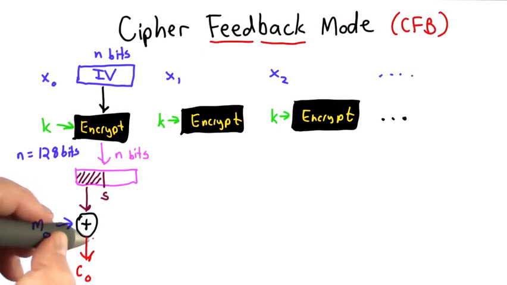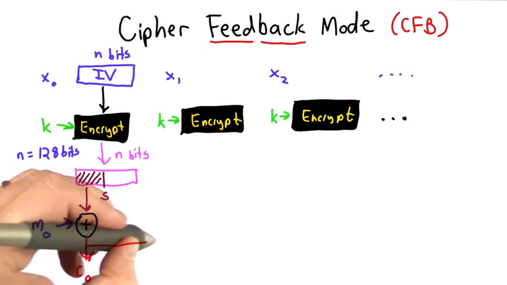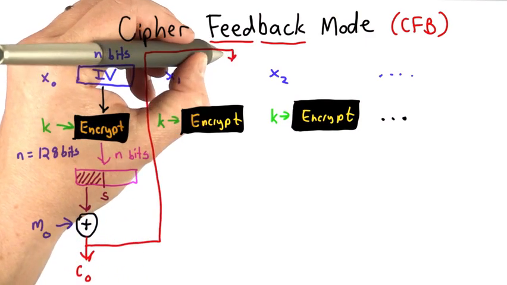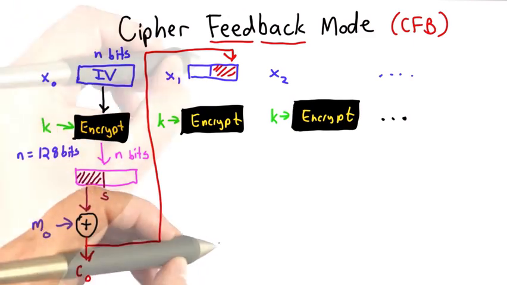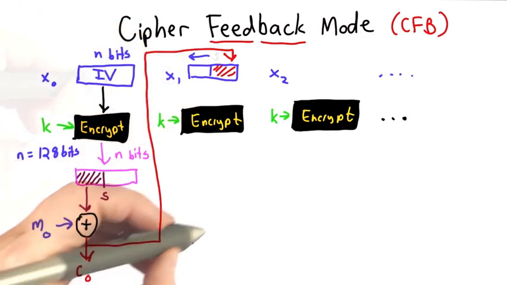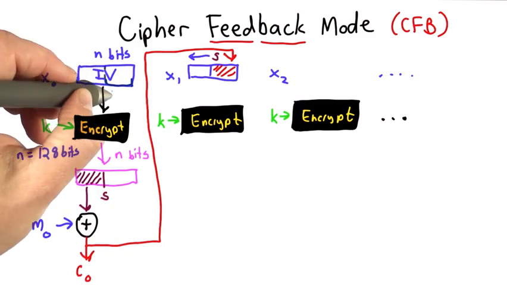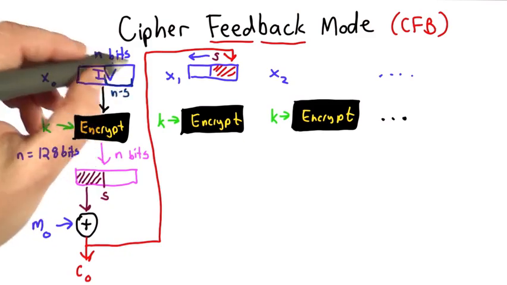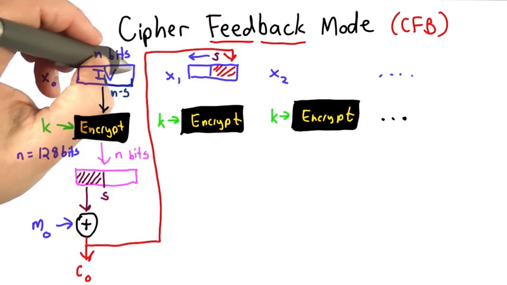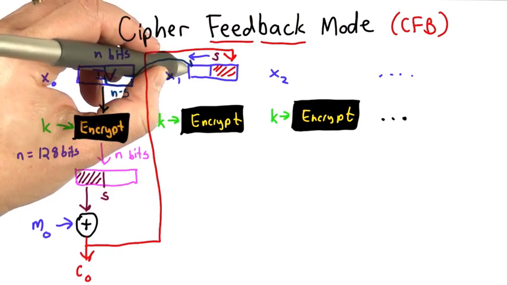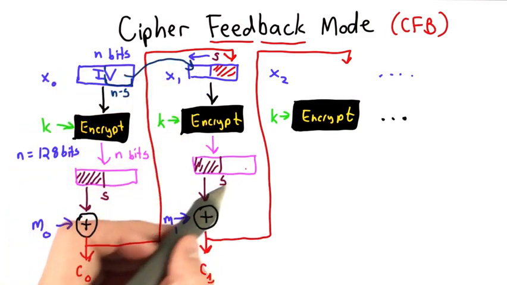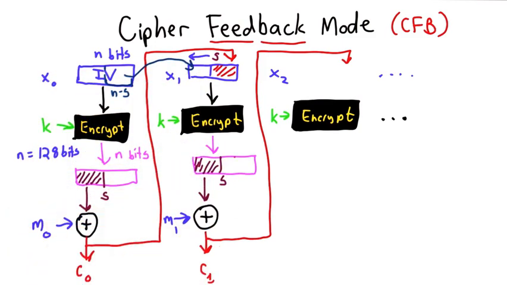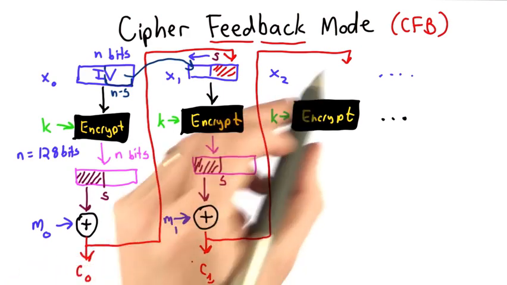The other thing that we're going to do is use the ciphertext to update the x value. So we're going to take these s bits and put them into the next x value, and we're going to move the old value s bits to the left. That means we're going to be taking the n minus s bits that are the right part of the previous value of x0, and moving those into here. Everything else proceeds the same way. We encrypt the x value, we get our output block, we take the leftmost s bits of it, we XOR those with a message, we get our ciphertext block. And this keeps going.